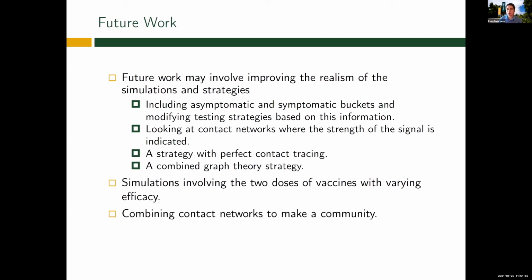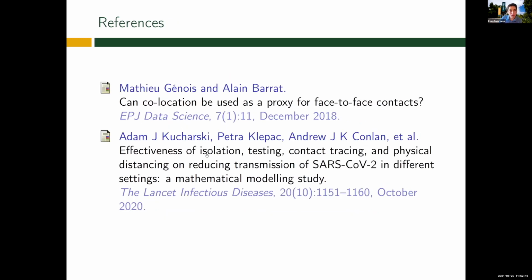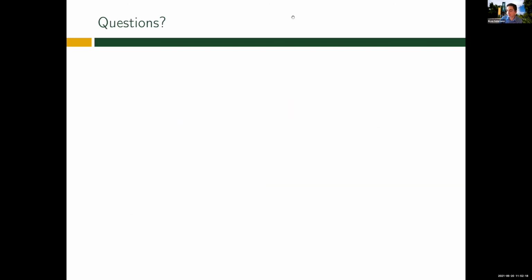And then combining contact networks to make a community would be very interesting. Let's say you have a workplace and a preschool, and you make families within that unit, to make it more realistic and more granular. A very realistic community could be interesting. So here are some of our references really quick, and then that would be a good time for questions.